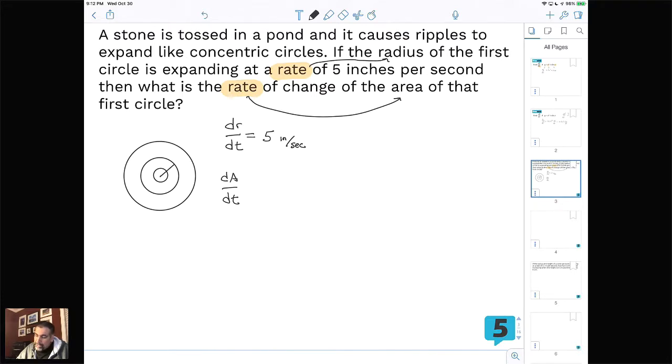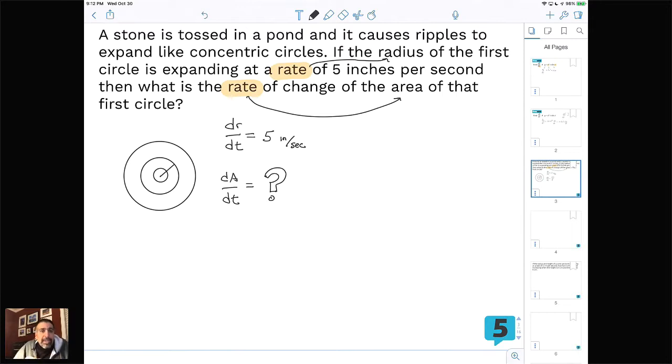And then, what is the rate of change of the area of the first circle? Here is kind of the important piece of the puzzle. dA over dt here is what we are looking for. Okay, so that's the question mark that we have. That is what this problem is all about.